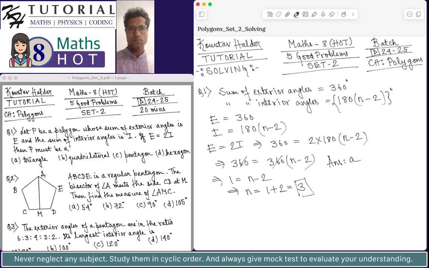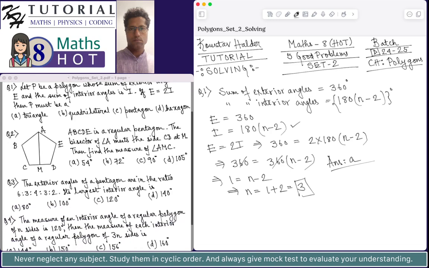Now you can also quickly verify. If you put n equals to 3 over here, obviously it will work. If you put n equals to 3 over here, I becomes 180, and definitely E is 360, because the sum of all exterior angles of a polygon is 360 degree. It is independent of the number of sides. Okay, so n is 3, so the correct choice is A, that is P is a triangle.